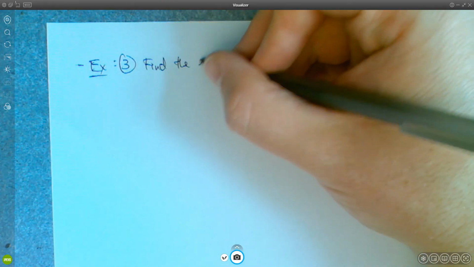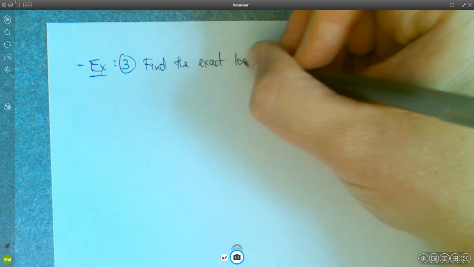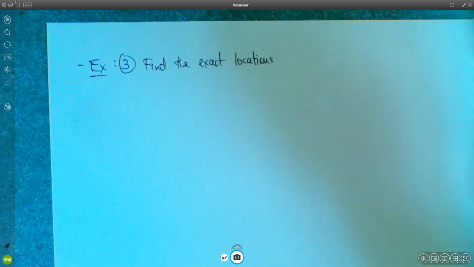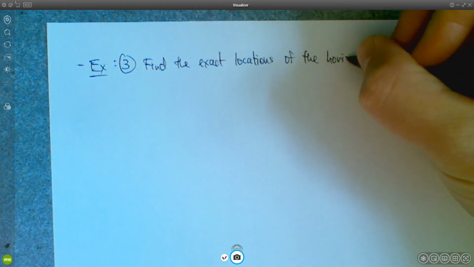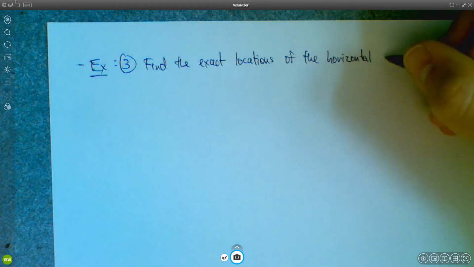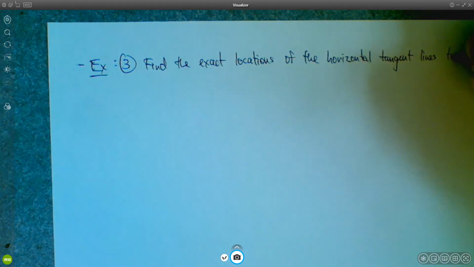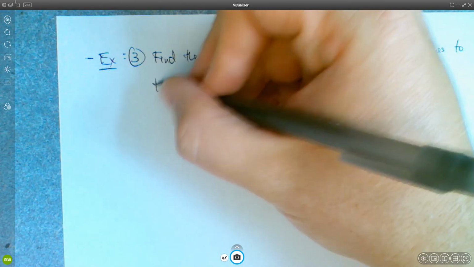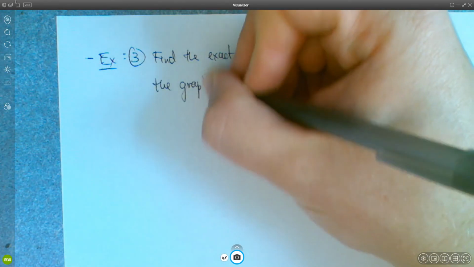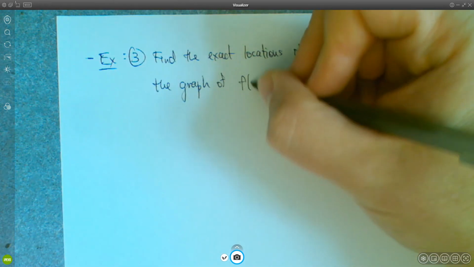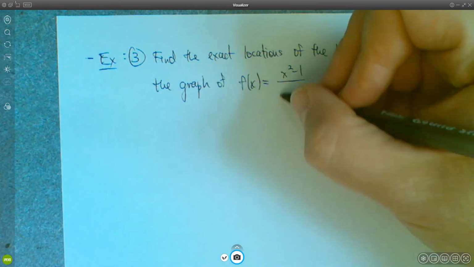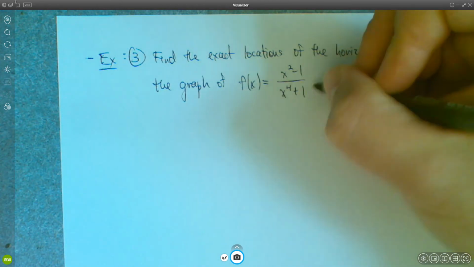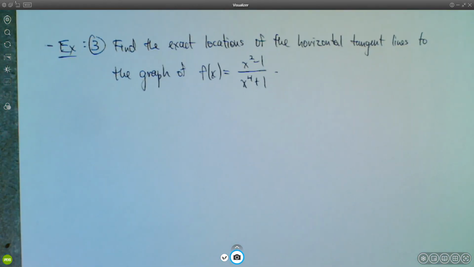So let's find the exact locations of the horizontal tangent lines to the graph of f of x equals x squared minus 1 over x to the 4th plus 1. Okay.